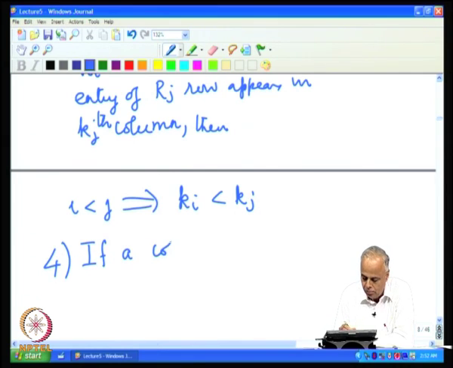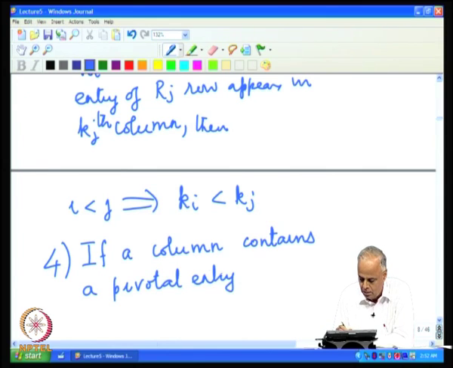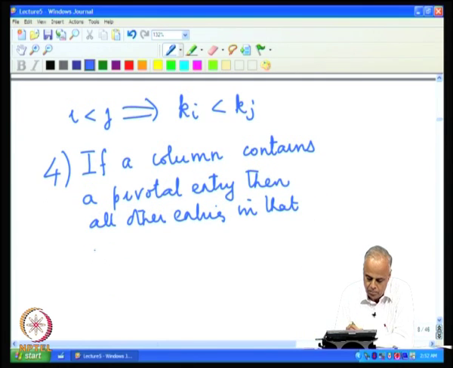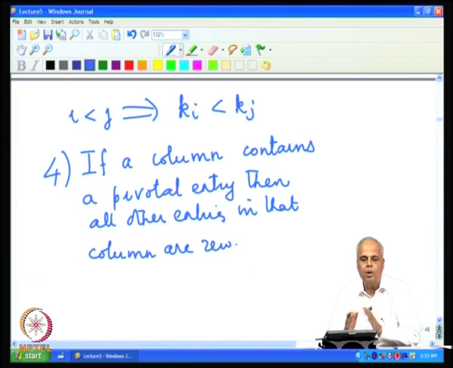So, we make that point and we observe the fourth important property of this matrix: if a column contains a pivotal entry, then all other entries in that column are 0. So, a column with a pivotal entry would have all the other entries as 0. There will be a one standing alone in that column, all others would have been made 0.